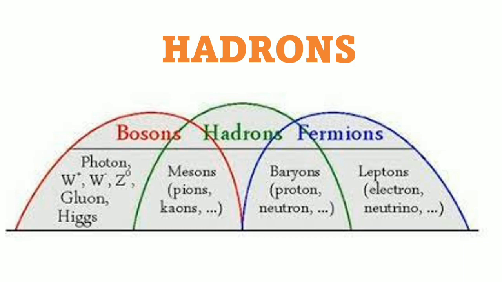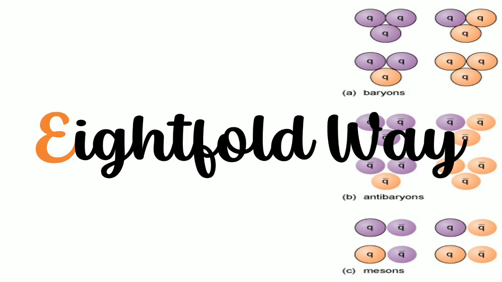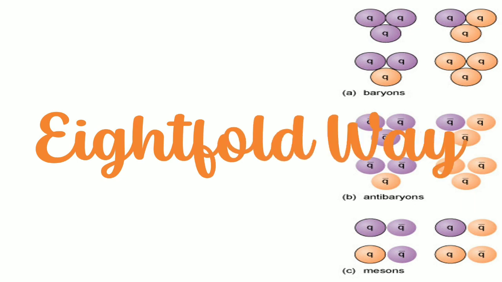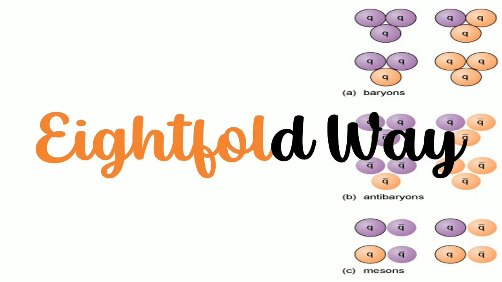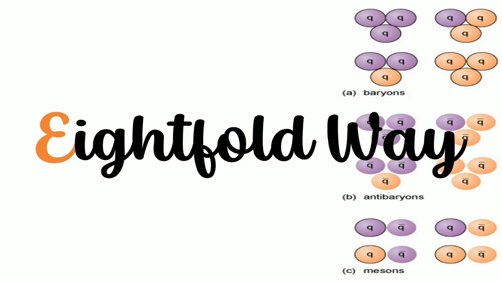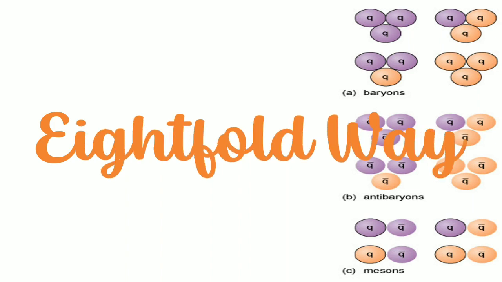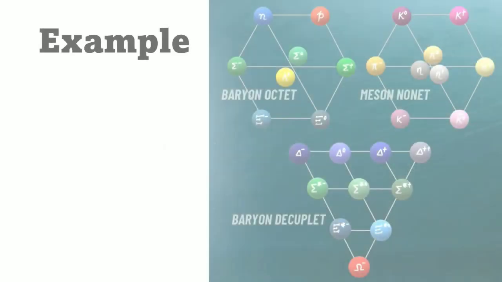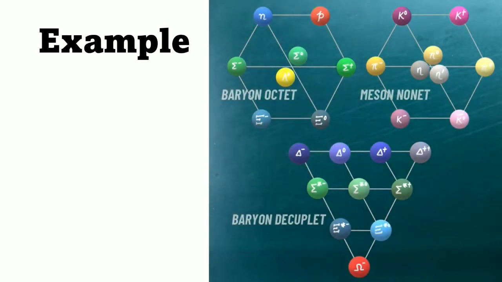This question led to the idea of the eightfold way, which is arranging hadron particles into groups or geometrical patterns based on the same spin but different charge or strangeness. Examples of these groupings are the baryon octet, which consists of 8 lightest baryons, all of them having spin half with different strangeness and charges.